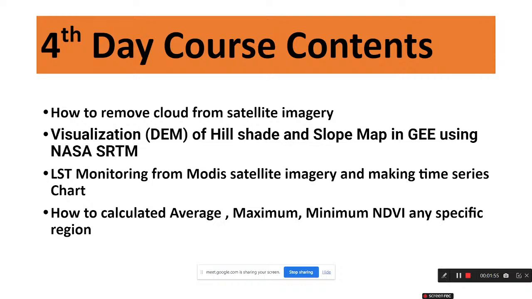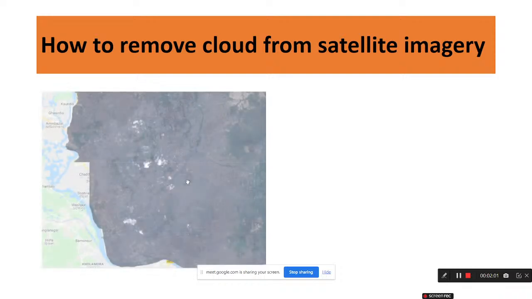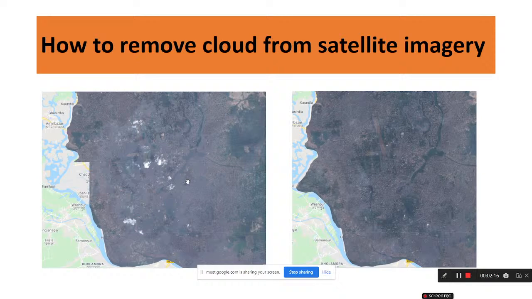Okay, so let's go. When you want to remove the cloud from satellite images, here you can see one satellite image. In this image, we can find some cloud as white pixel values. It identifies the cloud. When I use the cloud mask band function here, then this cloud will be removed and I can get a very clear satellite image.